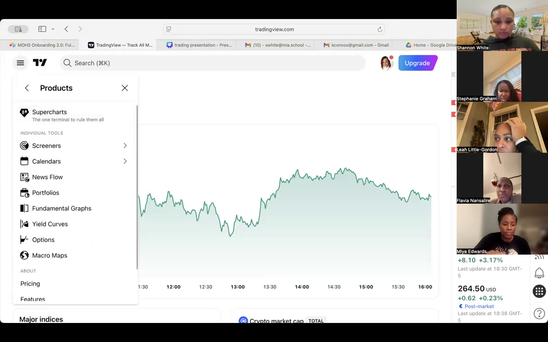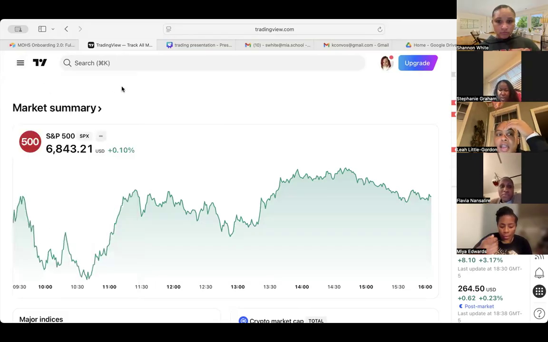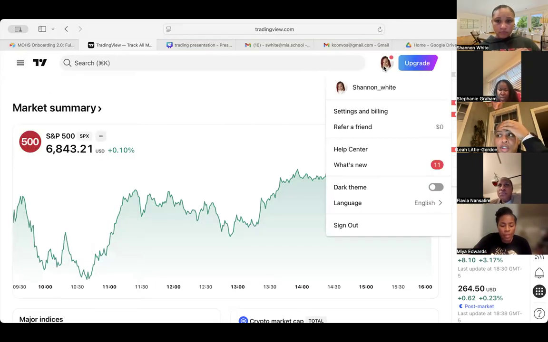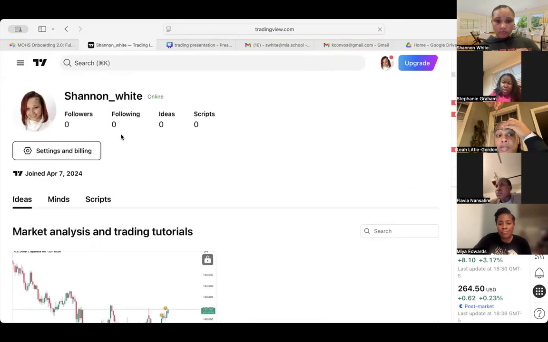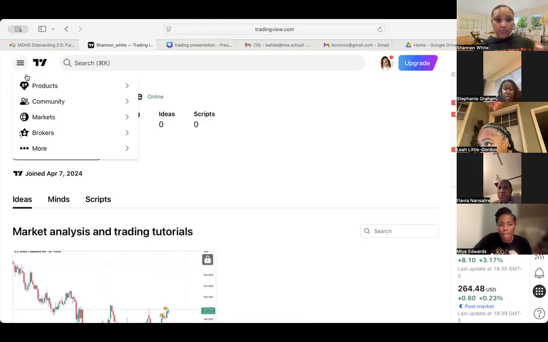Mine doesn't say Supercharts. If you go all the way to under your name, click on your name or the little circle with your initial, and then go to home from there. That took me back out to the very first sign-up screen, and then I see products from there, and then Supercharts. Yep. So it may look different on different MacBooks and all the things, but the goal is to get to Supercharts. Once you get to Supercharts, you're good.